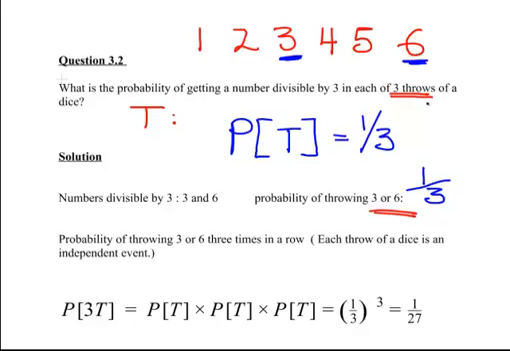Now, these throws of a dice are independent events. So, throw dice once, throw dice twice, throw dice 3 times, or throw a die even. I should actually correct the spelling there. It's actually a die, not a dice. But anyway, we'll continue. Probability of throwing a 3 or 6 3 times in a row. Each throw of a dice, a die even, is an independent event.